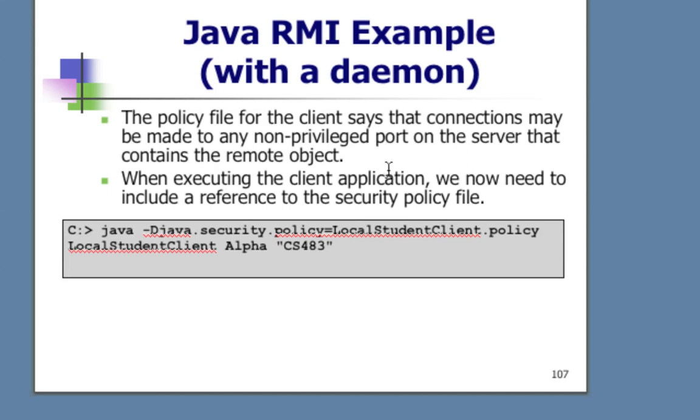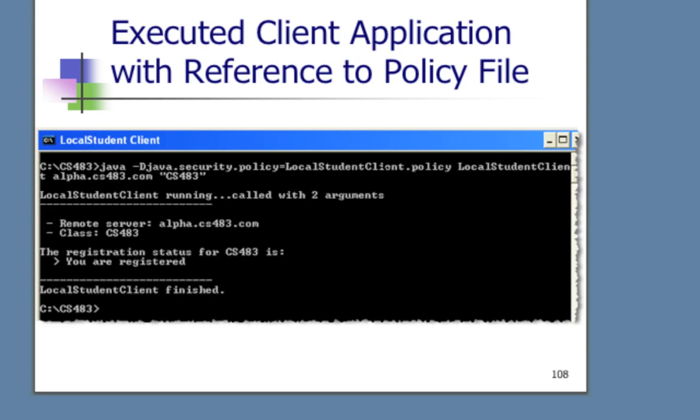When executing the client application, you need to include a reference to the security policy file itself, and the file should be in the same directory from which you're running it. It is a text file that gets loaded just like your Java files. So this is the output that we got from running the second client.